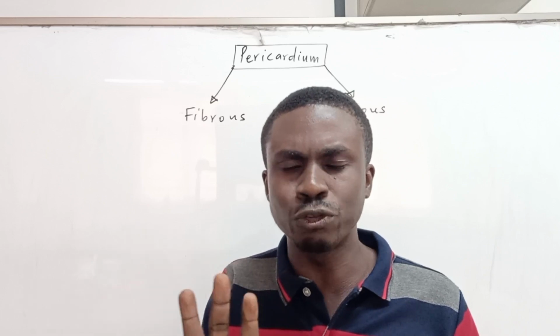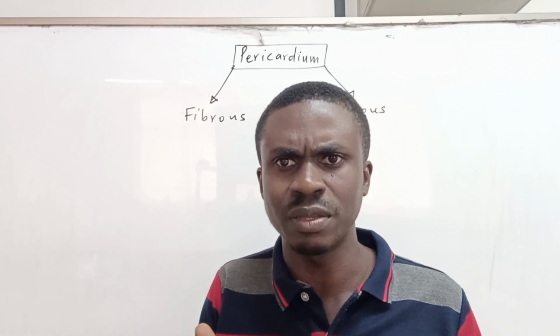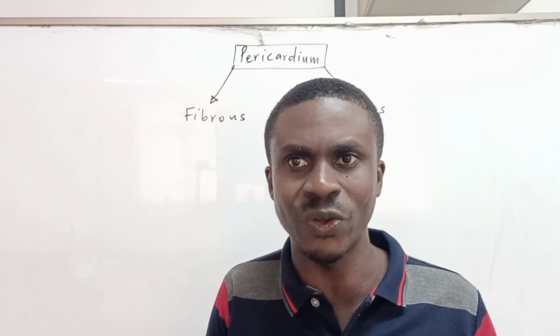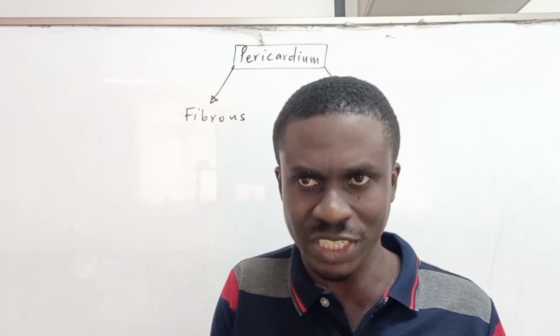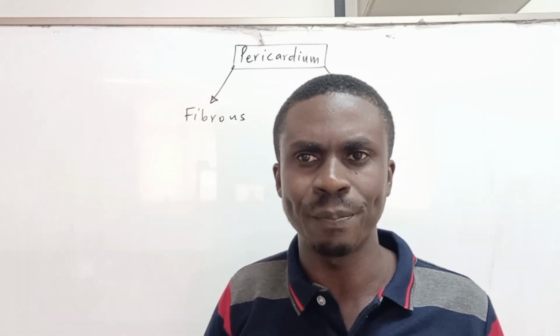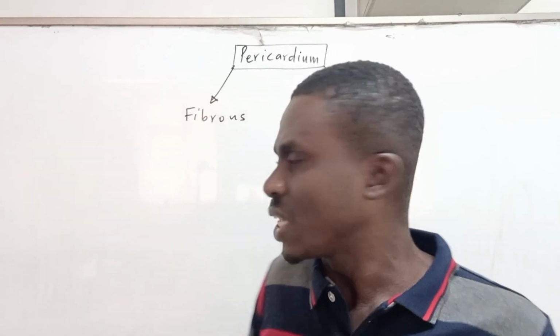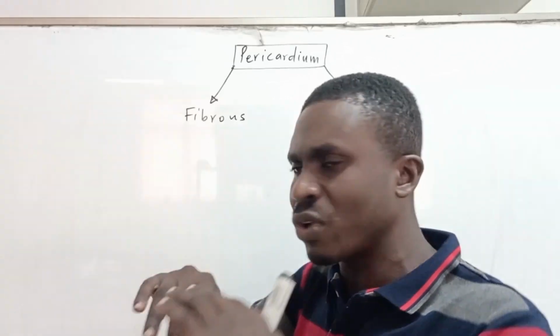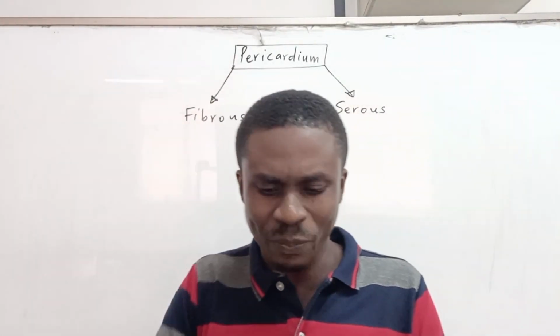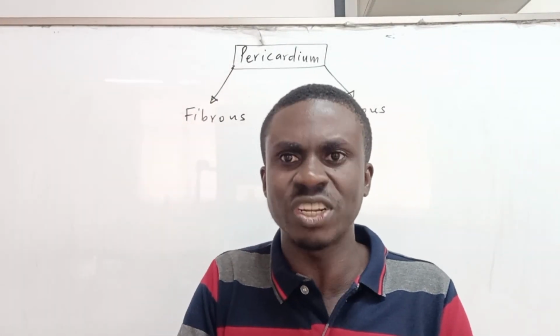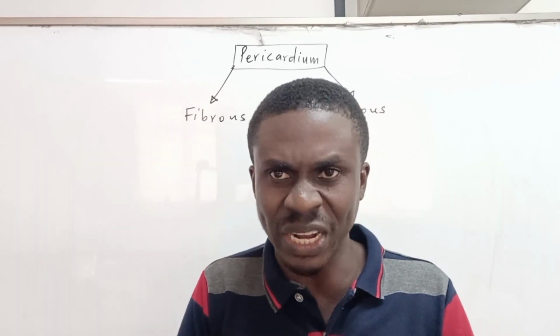Now, the question that I want you to answer for me, because we've done some of these things in our general embryology, is what is the embryonic origin of this fibrous pericardium? Yes, I want you to answer me. And I'm sure you got it right. Just like, because this fibrous pericardium is the outermost, what happens is that it blends with the central tendon of the diaphragm. Yes, it blends with it.